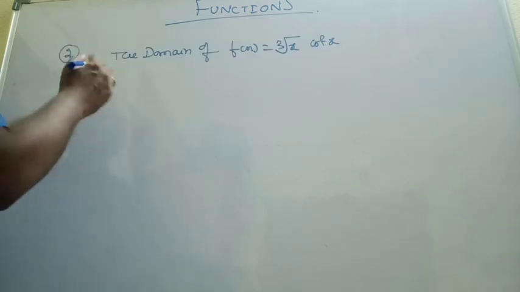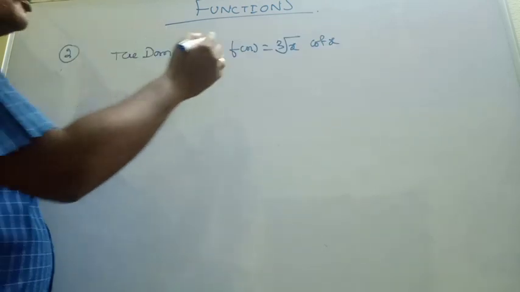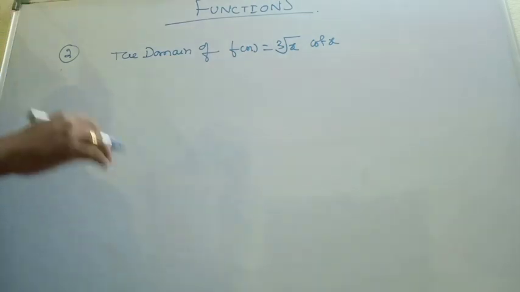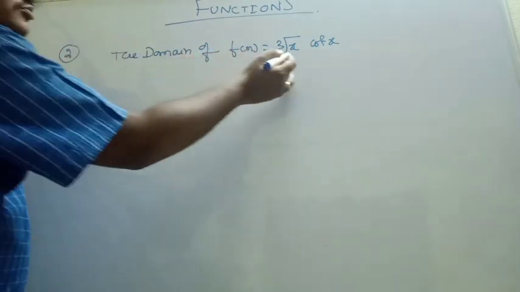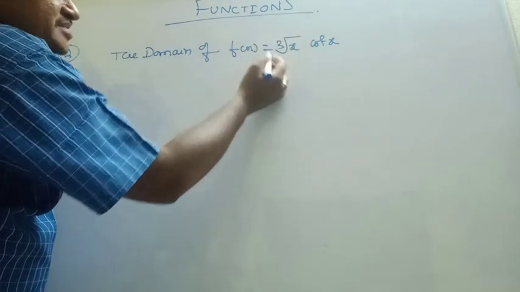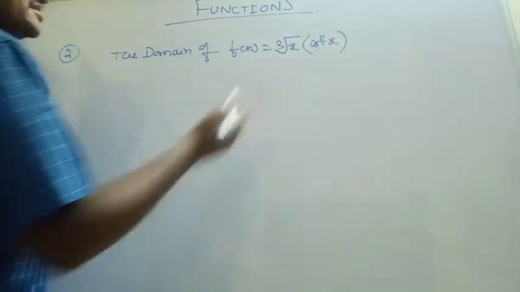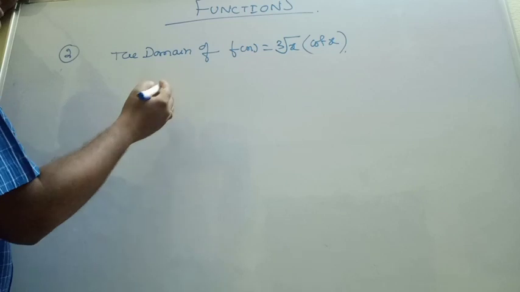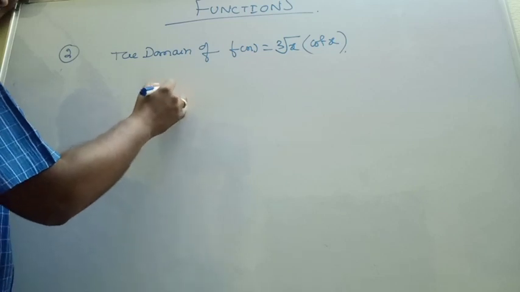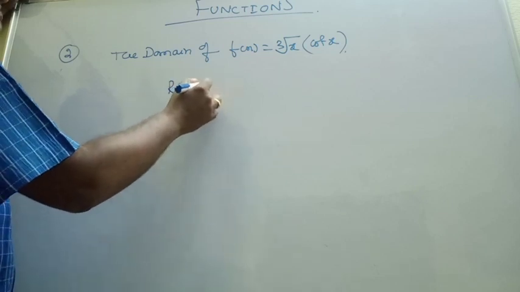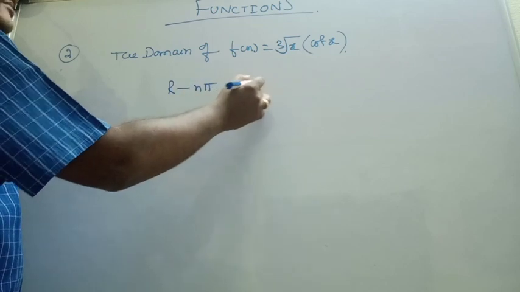Here now we have another problem. The domain of f of x equal to cube root of x into cot x, right? And here you see cube root of x. The domain of cube root of x is any real number, no doubt in it. And now we need to find the domain of cot x. The domain of cot x is very simple. You know that it is R minus n pi, where n belongs to Z.